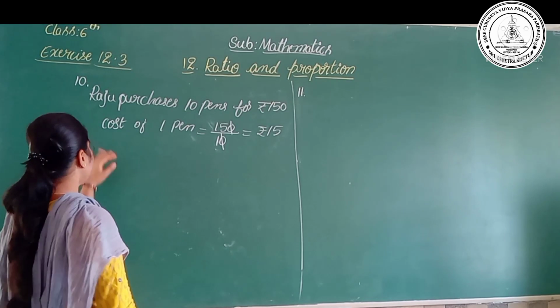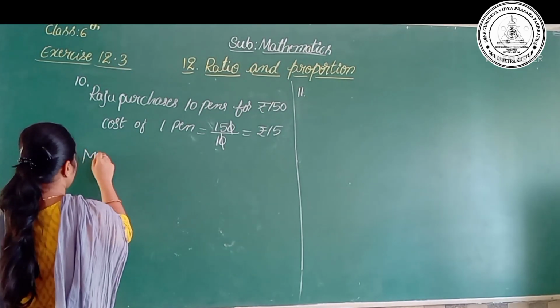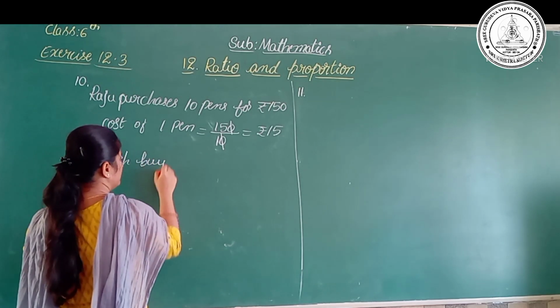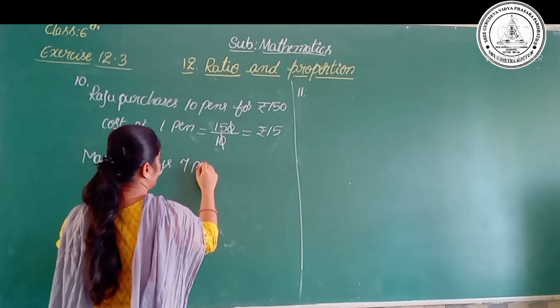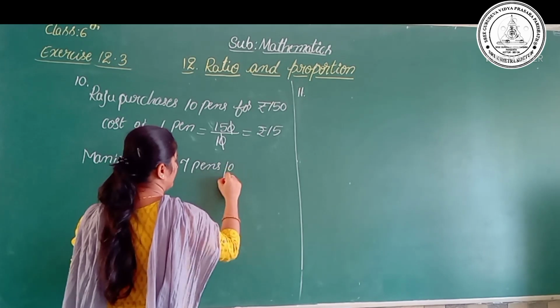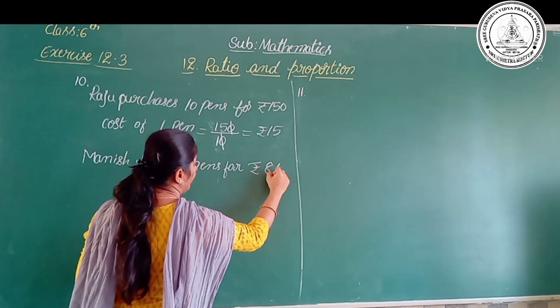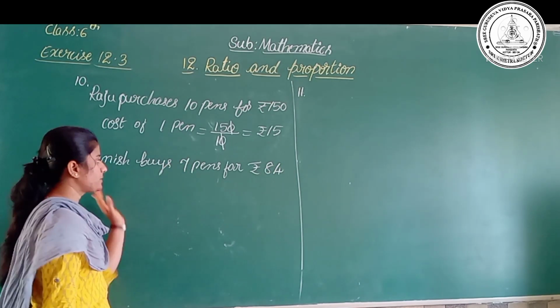Okay. Then next, Manish buys 7 pens for rupees 84. Manish buys 7 pens.